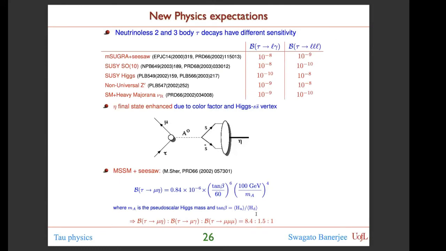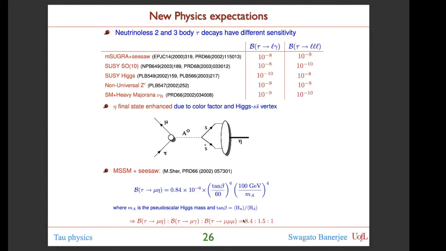So the neutrinoless two-body decays and the three-body decays are signatures of lepton flavor violation, and different models predict branching fractions of the order of 10 to the power minus 8 or 10 to the power minus 10. Also, different models give very specific predictions of the ratios of, for example, tau to mu eta, tau to mu gamma, or tau to 3 muons. Thus, measuring all different final states provides a test of which model is causing the lepton flavor violation, if at all.